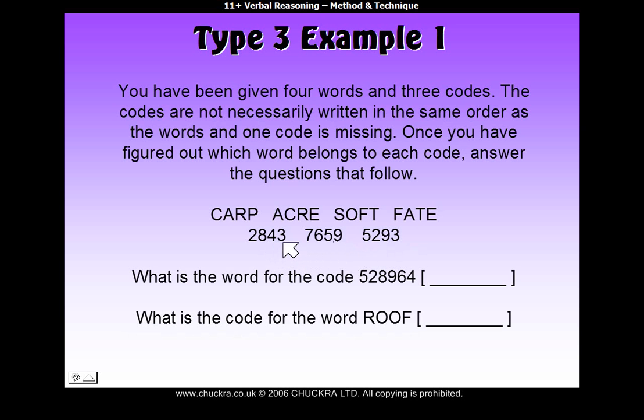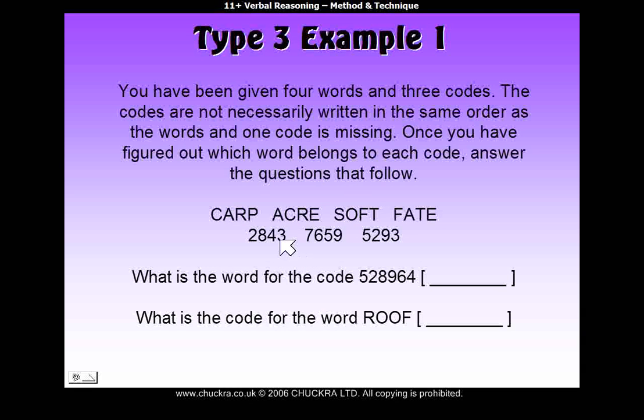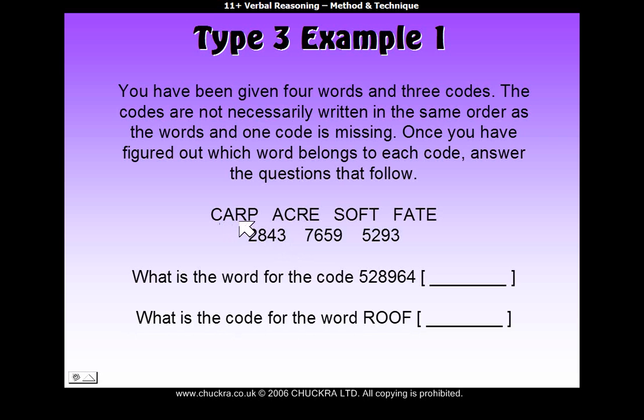Now, first off, I can see that this first code and the last code both end in a 3. So what that means is we'd need to look for 2 words that both end in the same letter. So let's just scan our list of words to see what we can find. Okay, I can see here that acre and fate both end in an E, and they're the only 2 words that end in the same letter. So because of that, I can safely say that a 3 must be an E. So let's fill that in.